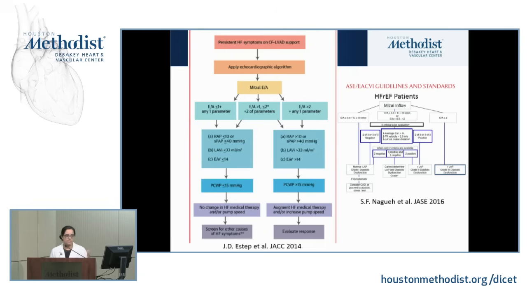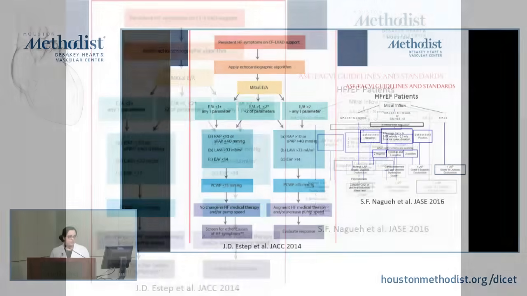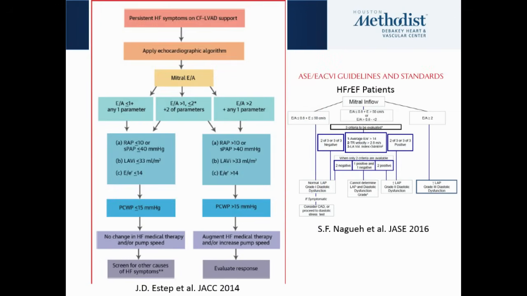So they came up with this algorithm, which is that if you have somebody who has persistent heart failure symptoms in the presence of continuous flow LVAD, then the algorithm that you apply is that you look at the mitral E to A. If you have less than or equal to 1, plus any one parameter like RA pressure less than 10, LA volume index less than 33 mLs per meter square, or E to E prime less than 14, you're pretty much dealing with somebody who has a wedge pressure that's normal.